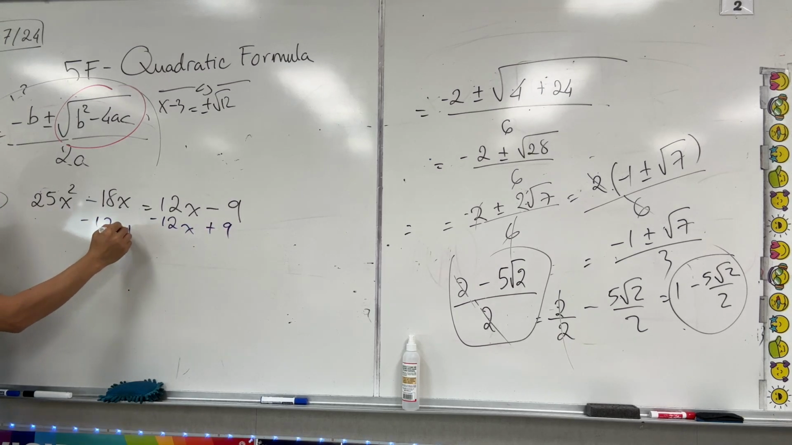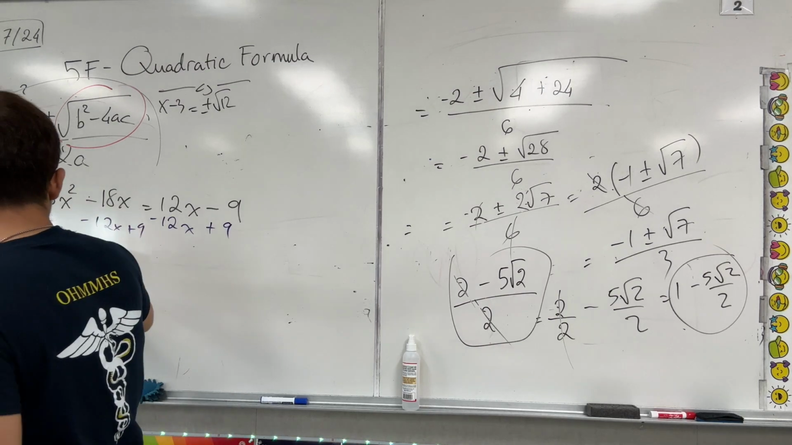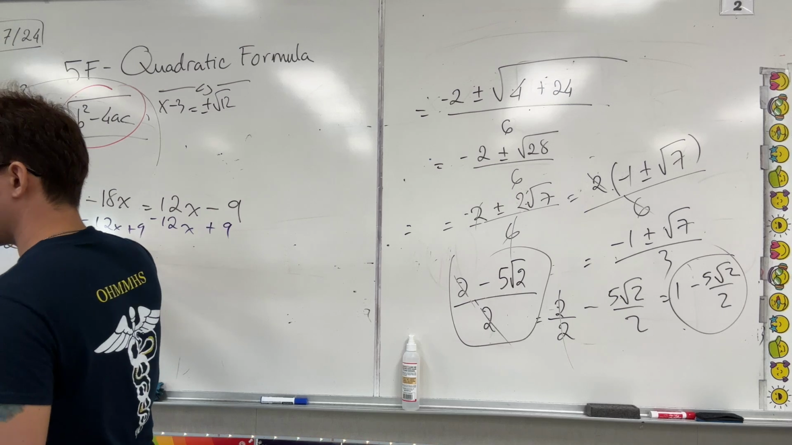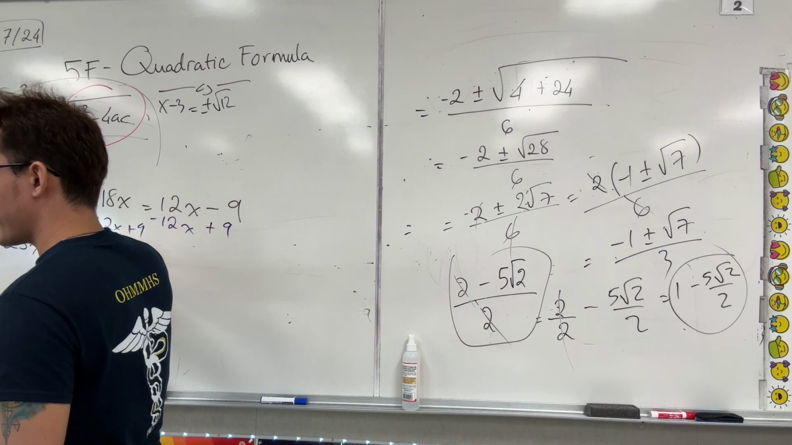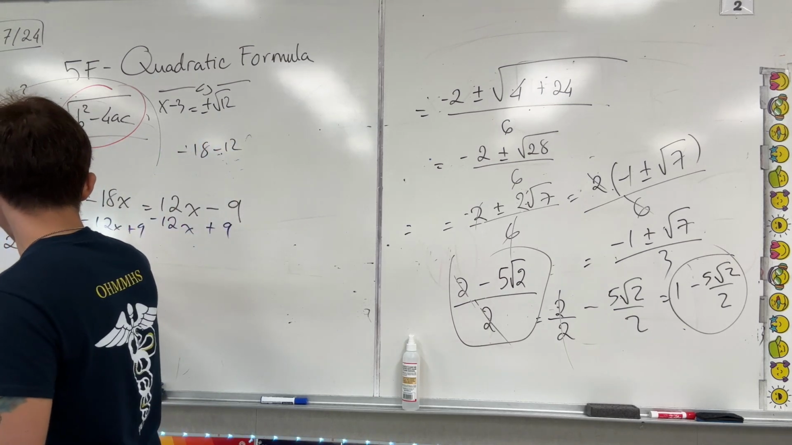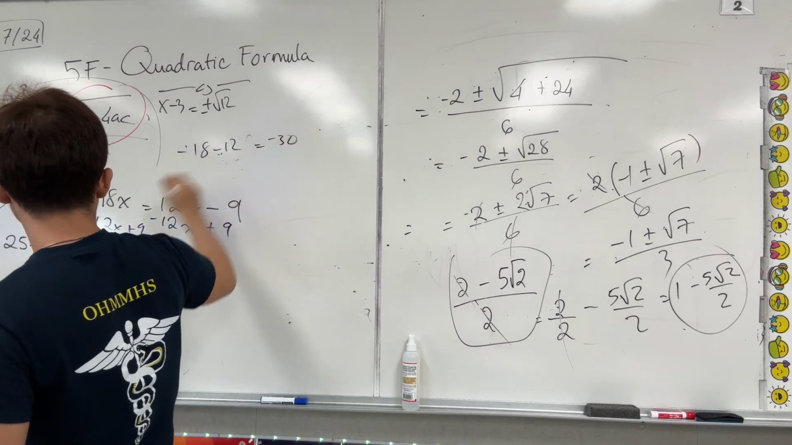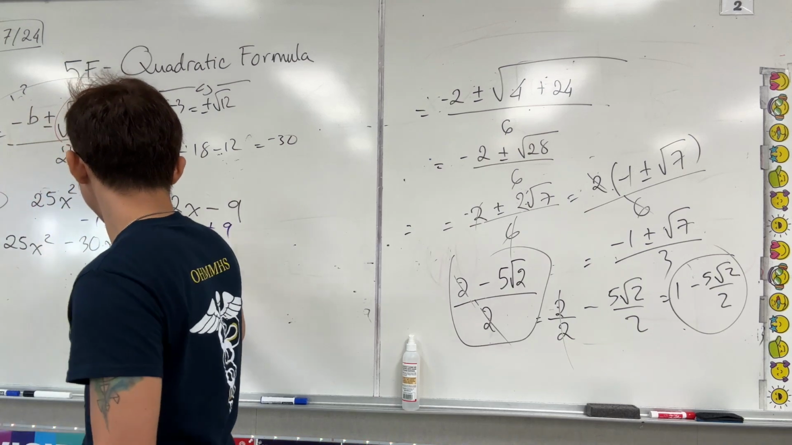Minus 12x plus 9. So what do you have on the left side? 25x squared. Plus? What is negative 18 minus 12? Minus negative 30, right? Negative 30x plus 9 equal to 0.